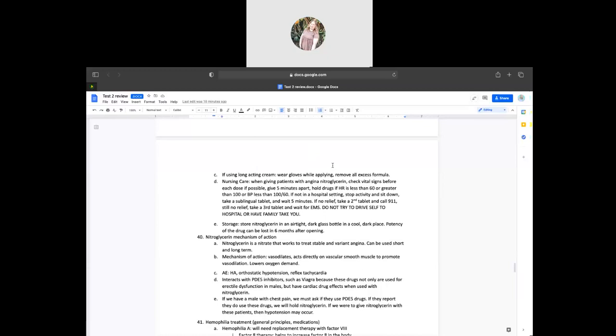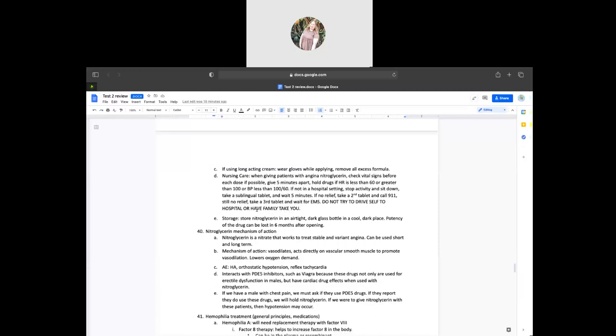If we are not in a hospital setting, we tell the patient to stop activity, sit down and rest, take a sublingual tablet, and wait 5 minutes. If the patient says they still have angina, they will take a second tablet, call 911, and sit down and rest. If there's still no relief, take a third tablet and wait for emergency medical services. We want to tell the patient to never try to drive themselves to the hospital or have their family take them. They must wait for EMS to come and evaluate them.